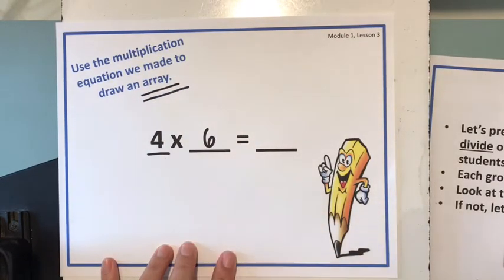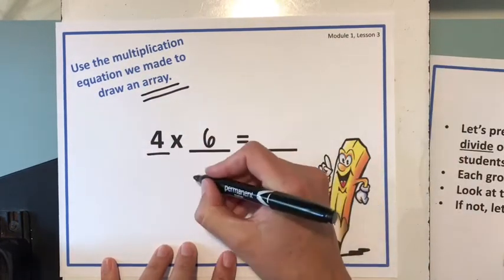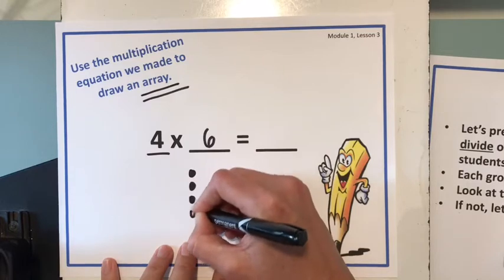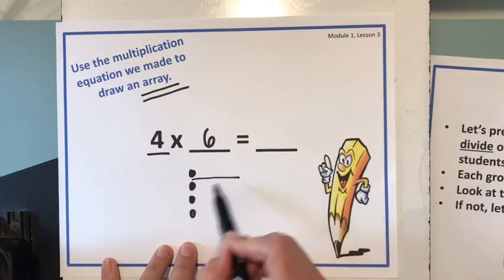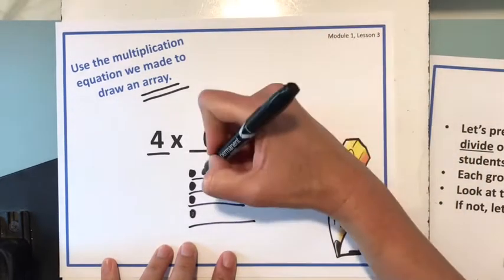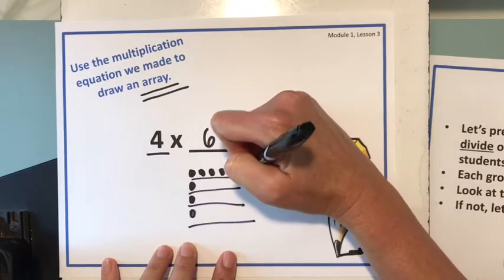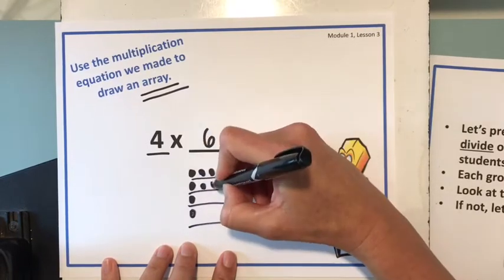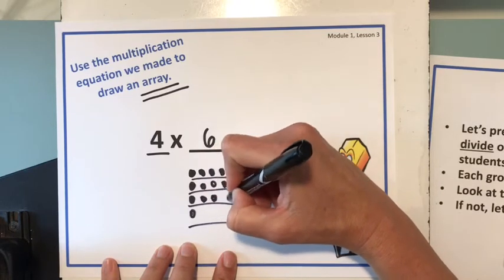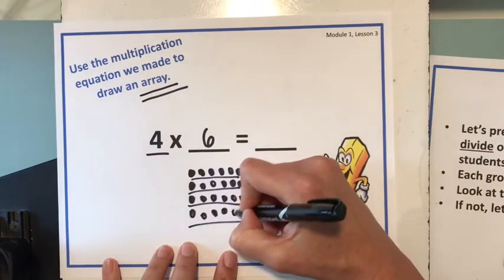Now we're going to draw an array to solve this problem. So we have 4 rows, right? 4 groups, 4 rows. An array is rows. So I don't mess up, I'm going to go 1, 2, 3, 4. So I know I have 4 rows. I have a row that's going to go here, here, here, and here. Now I'm going to add 6 dots in each row. 1, 2, 3, 4, 5, 6.